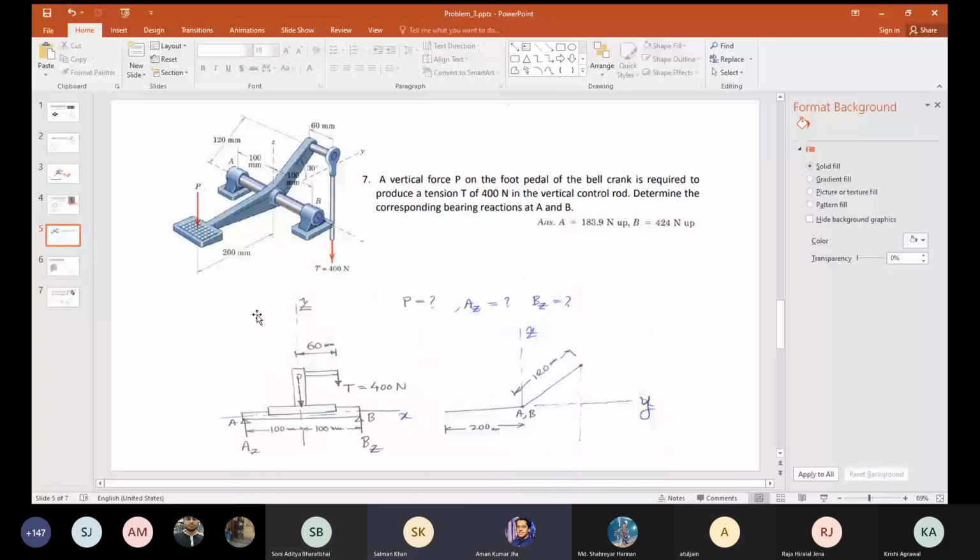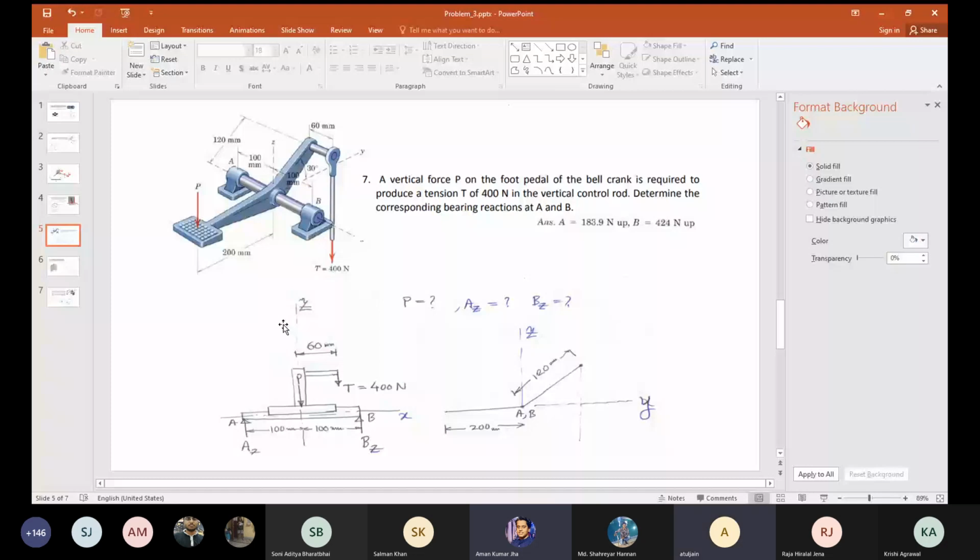Yes, the rod can rotate about AB. That's why there is no moment about x-axis. It's a bearing, so it can rotate about which axis? The x-axis, yes. And along y-axis, we are just assuming AY and BY, AY plus BY is equal to 0.